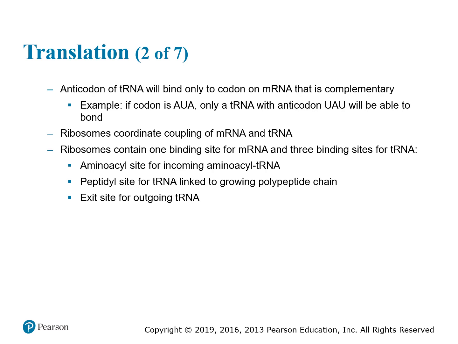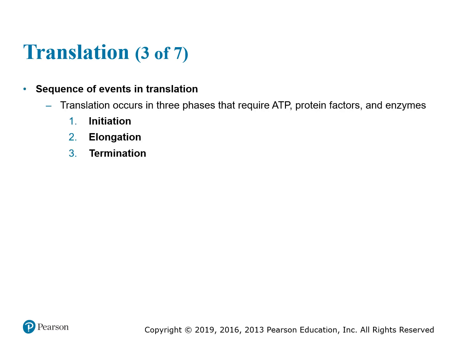The ribosomes coordinate the coupling of the mRNA and the tRNA, and the ribosome only contains 1 binding site for mRNA and 3 binding sites for tRNA. There is the A site, the P site, and the E site. The A site for the incoming amino acid tRNA, the P site for that tRNA to link it to the growing polypeptide chain, and then the E site for once it's delivered its package to exit.